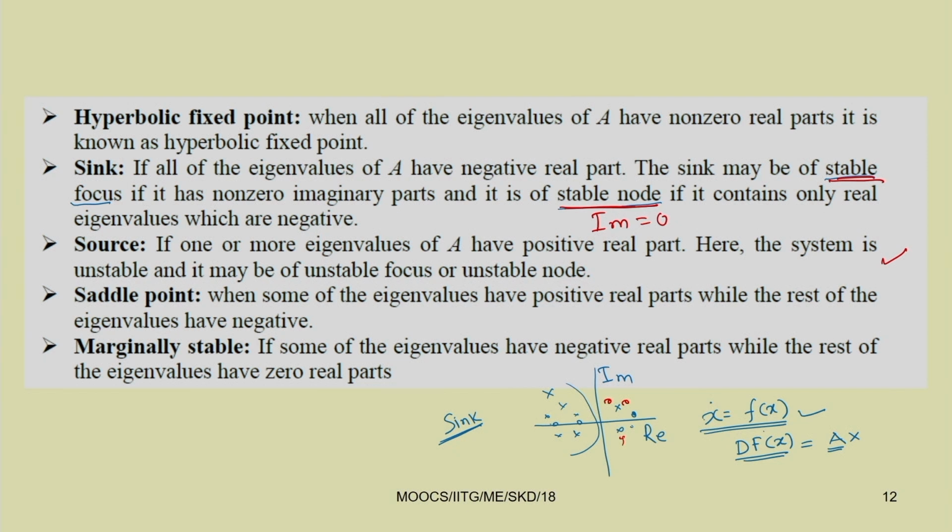So, if most of the eigenvalues have negative real parts, but some have 0 real part, and none of the eigenvalues have real part on the right hand side of the S plane. If some of them are on the right hand side of the S plane, then it will be a source, or the system will be unstable. With this, we know when the system will be stable, that is, when the system response will be bounded, and unstable when the system response will be unbounded.